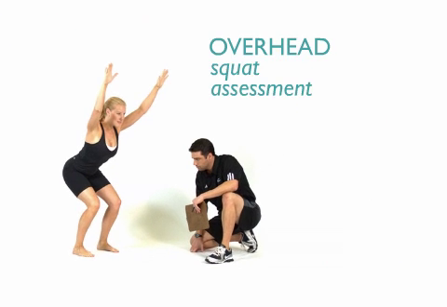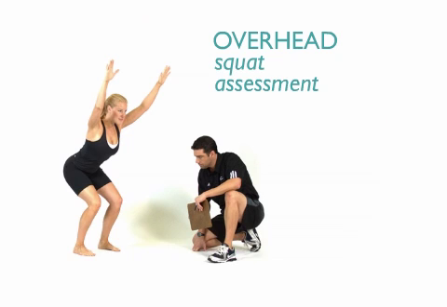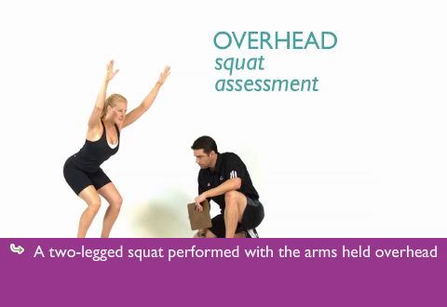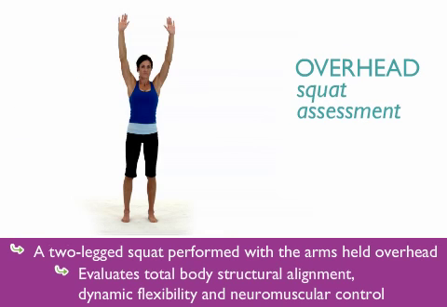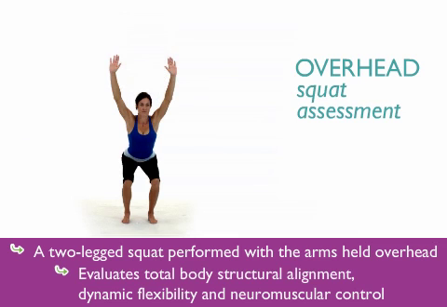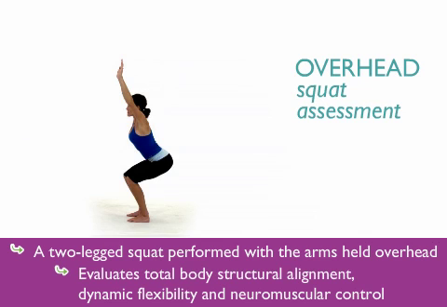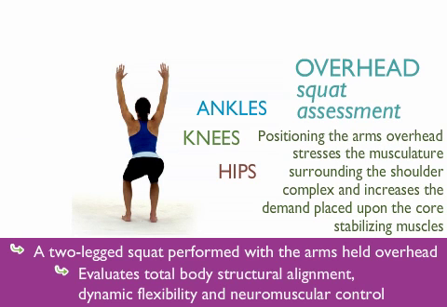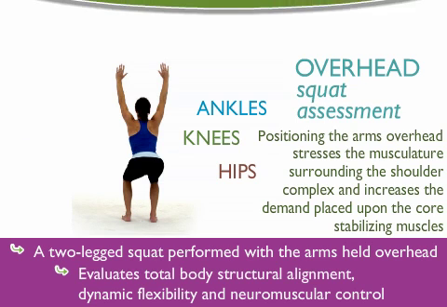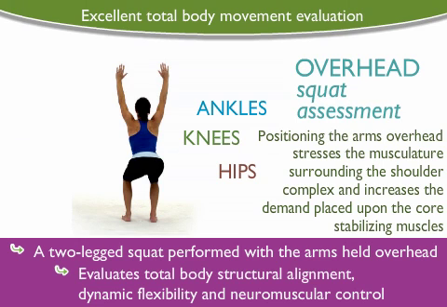We will start with the overhead squat assessment. The overhead squat assessment is a two-legged squat performed with the arms held overhead. This assessment was selected because it evaluates total body structural alignment, dynamic flexibility, and neuromuscular control from a bilateral standing posture. Squatting requires optimal motion in the ankles, knees, and hips. Furthermore, positioning the arms overhead stresses the musculature surrounding the shoulder complex and increases the demand placed upon the core stabilizing muscles, making this an excellent total body movement evaluation.